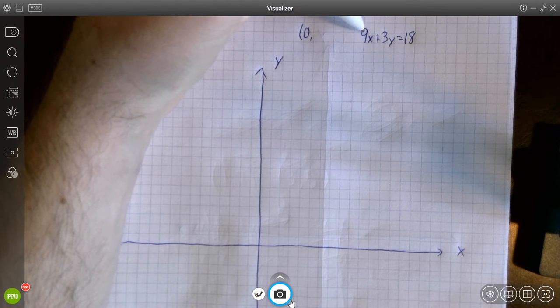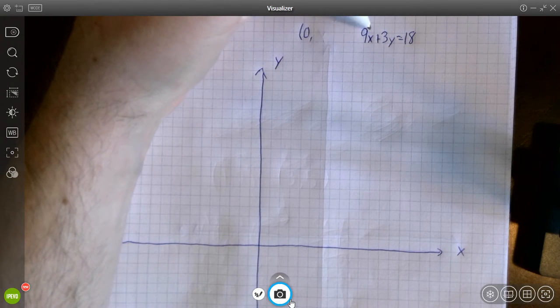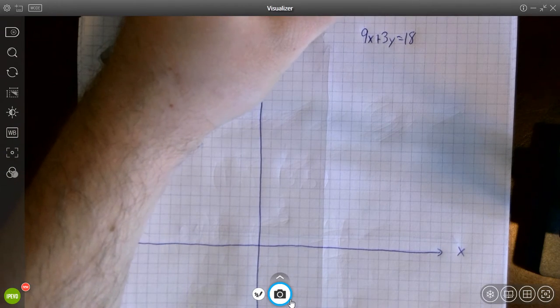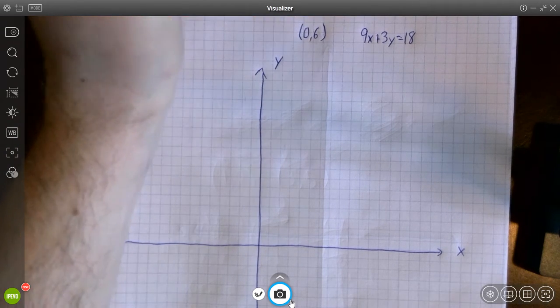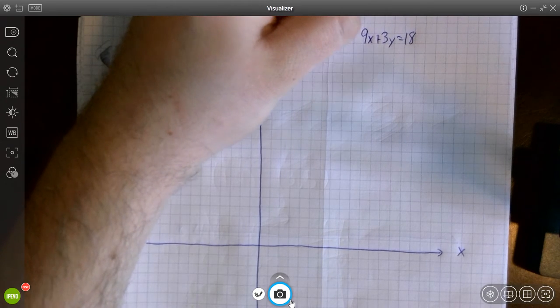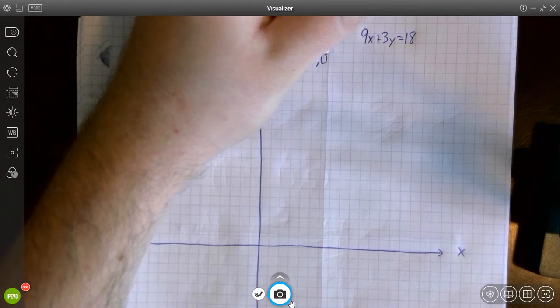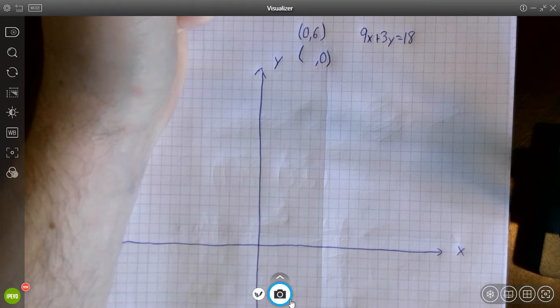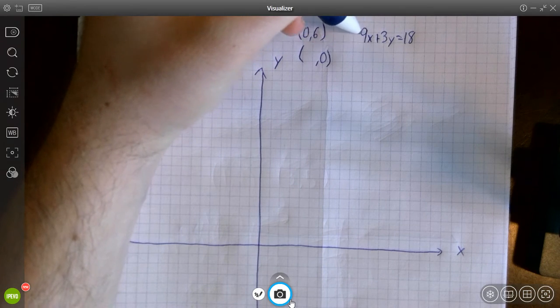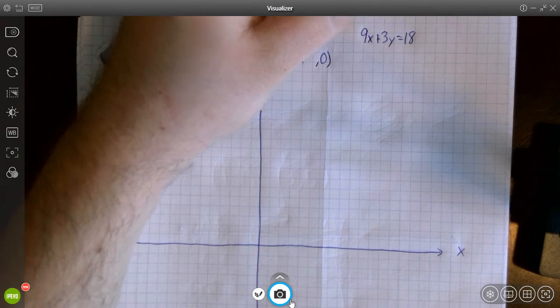If x is 0, 9 times 0 is 0. 3 times 6 gets us to 18. So that means that 6 has to be our intercept there. Then, if we have when y is 0, what should x equal there? Well, 3 times 0 is 0, and 9 times 2 gets us to 18.